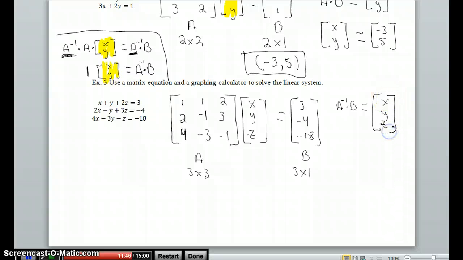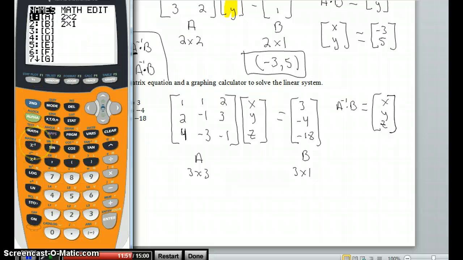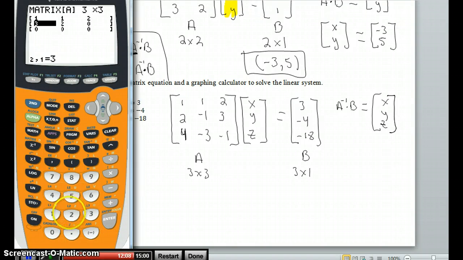All right, let's do this real quick in the calculator and we will be done. So I'm going to go second matrix, edit. Now on this first one I need a 3 by 3. We'll type in our numbers here. 1, 1, 2. It just goes across. Oop, hit enter. And then 2, -1. And then 3. 4, -3, -1.